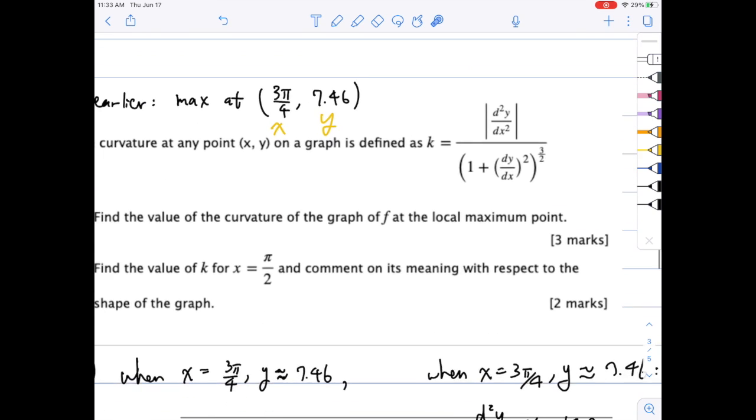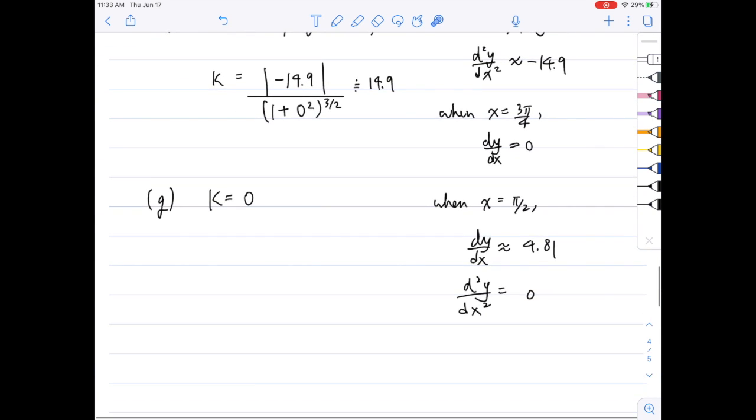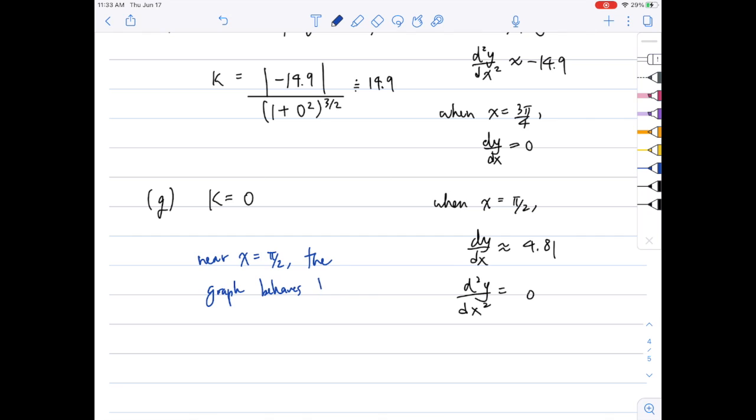So here we could say k is 0, and then the comment we can leave is near x equals pi over 2, the graph behaves like a line, something like that. And that's part G. That was probably one of the harder questions on this formative.